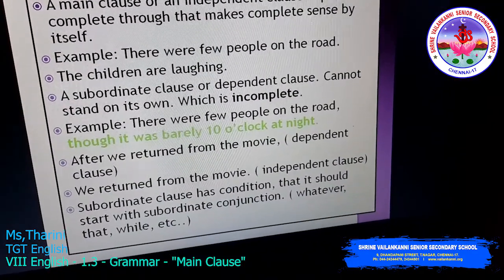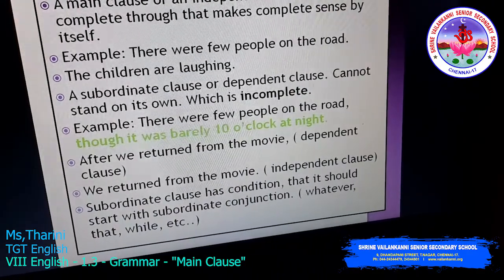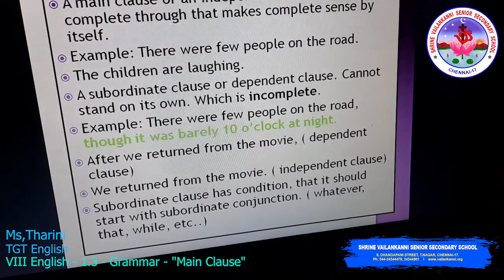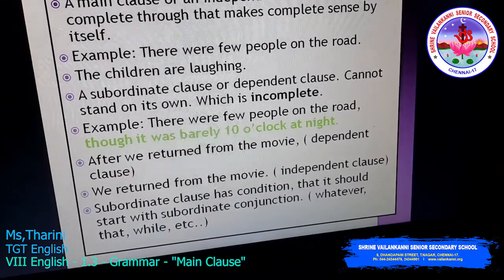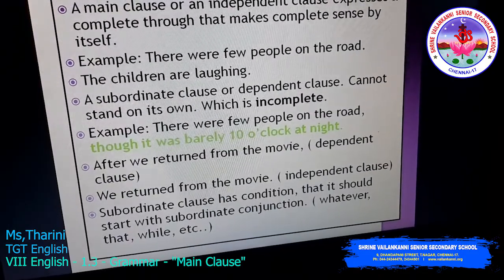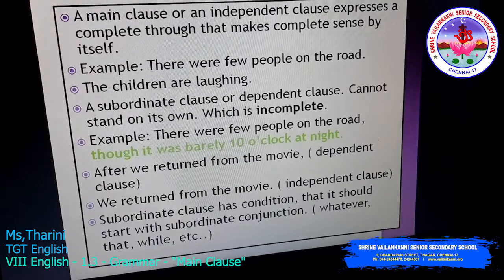So now what is subordinate conjunction? Subordinate clause. Now subordinate clause has a condition. What condition is that? That it should start with subordinate conjunction. Example, whatever, that, while, etc.